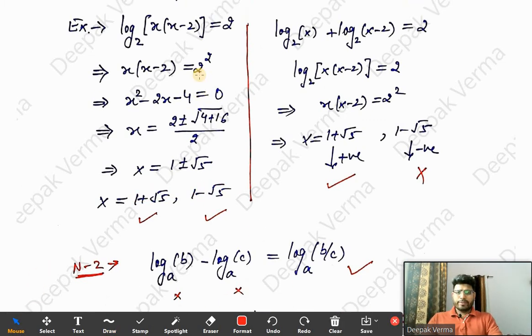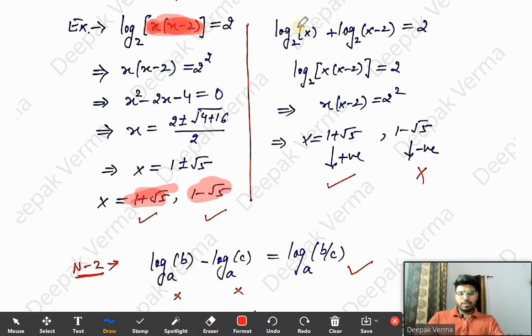Look here. If we put x equals 1 plus root 5, the argument will be positive. Therefore, this is defined. And this is a negative number. If we put x equals 1 minus root 5, this is negative, this is again negative, negative into negative we will get positive. So again, this is defined. So here we have no problem.